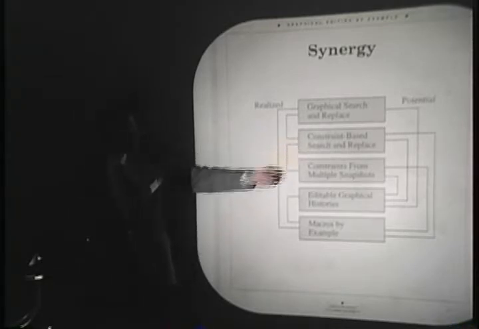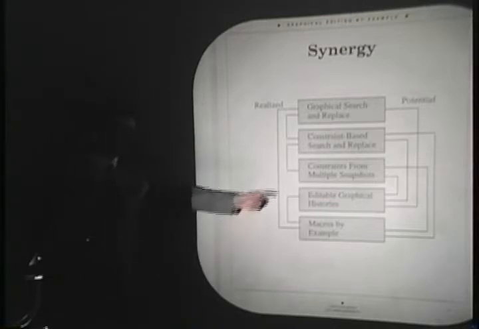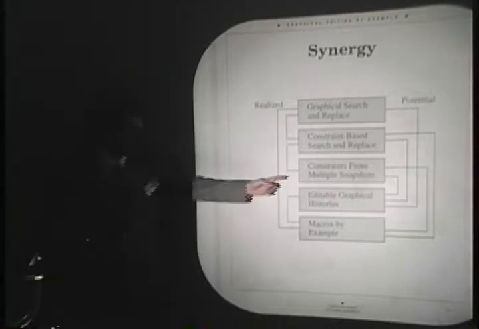Constraint-based search and replace is essentially an extension to graphical search and replace. It allows the system to search for geometric relationships as well as complete shape. Constraint-based search and replace is essentially a technique to infer constraints from a static scene according to user-defined graphical rules. Constraints from multiple snapshots allow us to infer constraints from a dynamic scene, essentially steps in an animation.